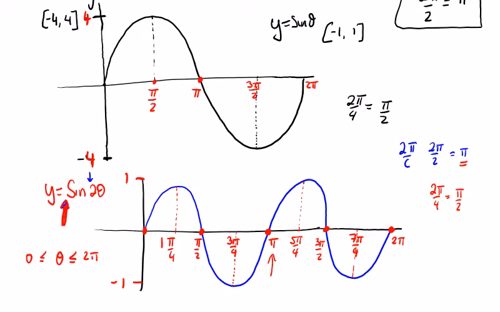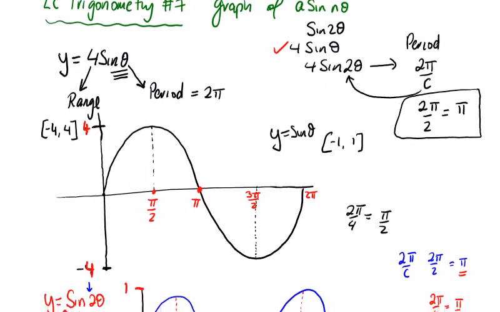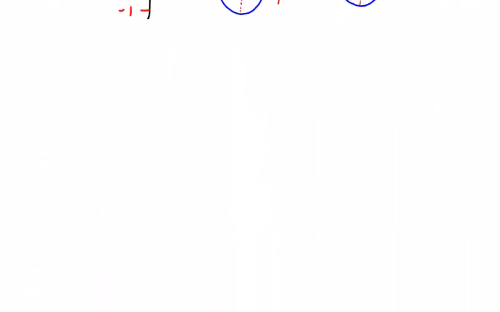You could be asked to graph these from negative values. I'm just focused on positive values for this video. And then you should be able to map these to the left of the y-axis if you are asked for negative values. So let's look at the third graph that we have in this video. We said we'd do 4 sine 2 theta. Y is equal to 4 sine 2 theta.